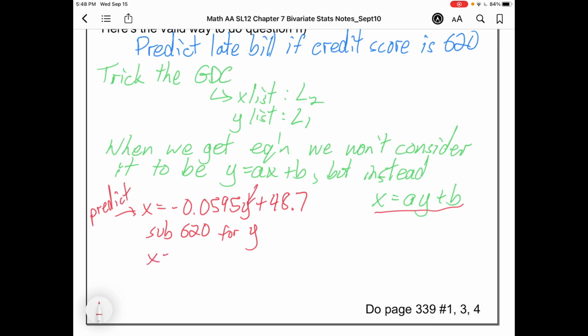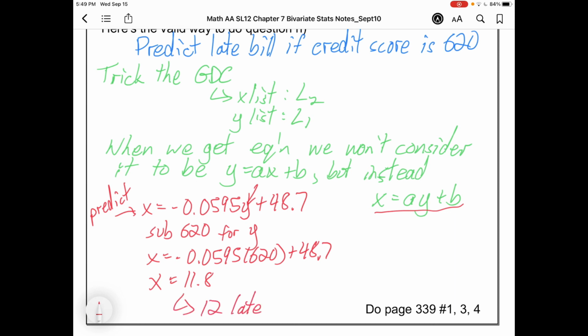So we'll have x equals negative 0.595 times the y value of 620 plus 48.7. And we'll get x is 11.8. Does that make sense? If you have a credit score of 620, we'd anticipate 11.8 or 12 late bills. It does make sense with the data that we have. So this is, to the nearest bill, 12 late bills.